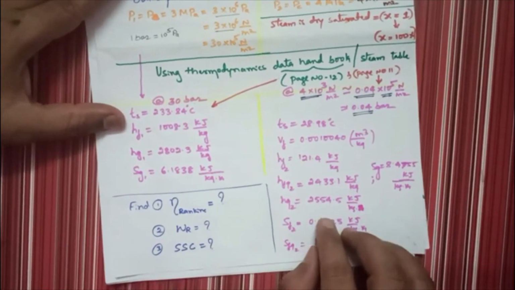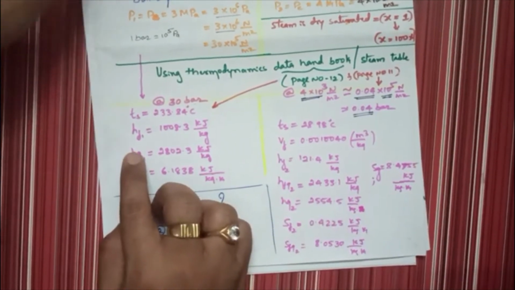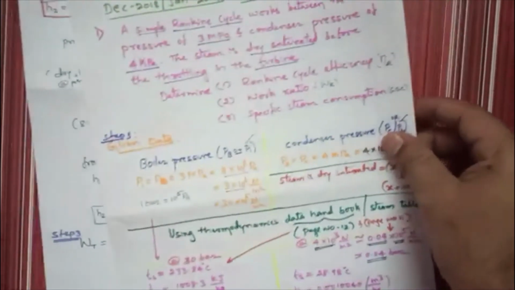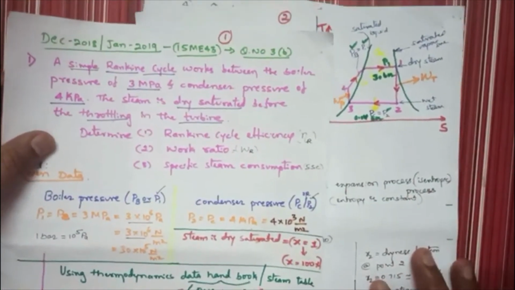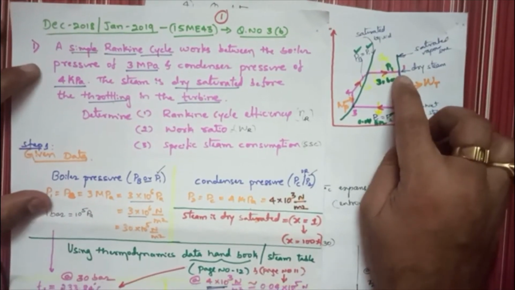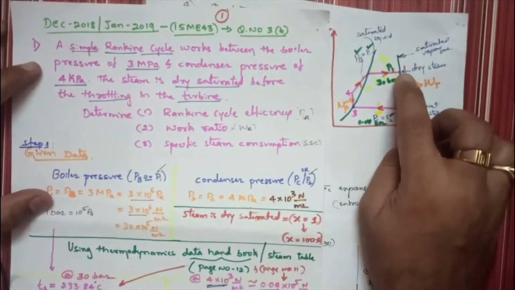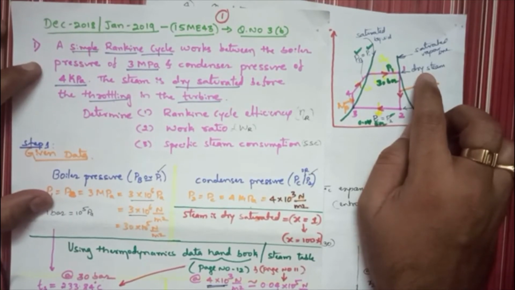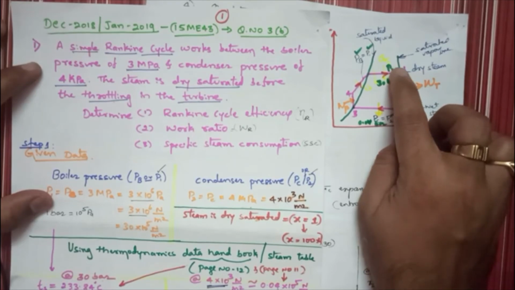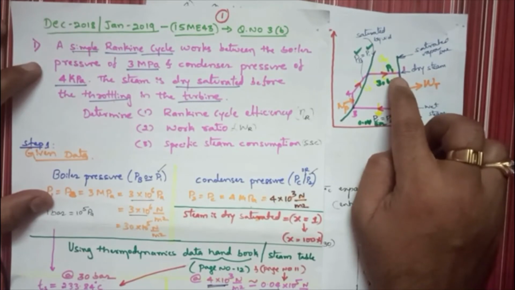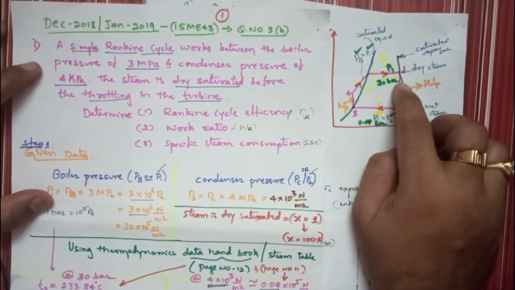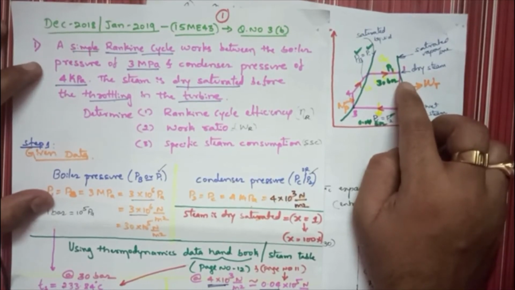So here you can ask a question: sir, at point number 1 in the TS diagram for this numerical, point number 1 is here. Point number 1 is dry steam, as he has given in the numerical data. When it is dry steam, point number 1 should be on the vapor line. So when point number 1 is on the vapor line, what is the value of x? x is equal to 1, that is 100%.